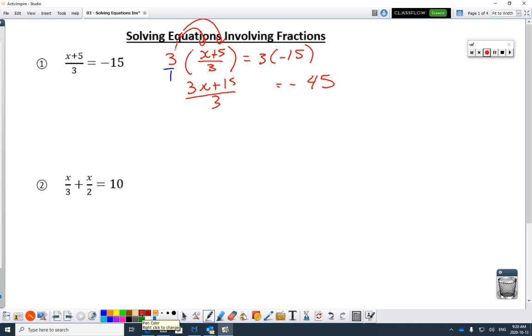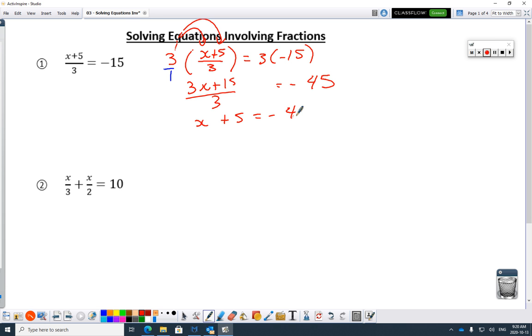Now look at this. Now's when you completely lose faith in Mr. Todd on a Tuesday. You go, well, that didn't make it better. All you did was make the numbers bigger. And I go, yeah, but take a look. Really look at what I have. 3x divided by 3. That's just x. 15 divided by 3. That's just 5.